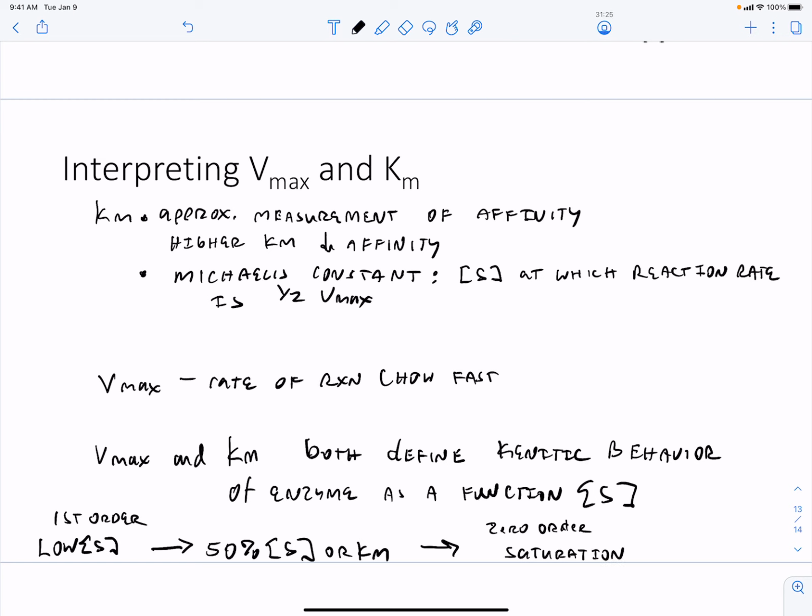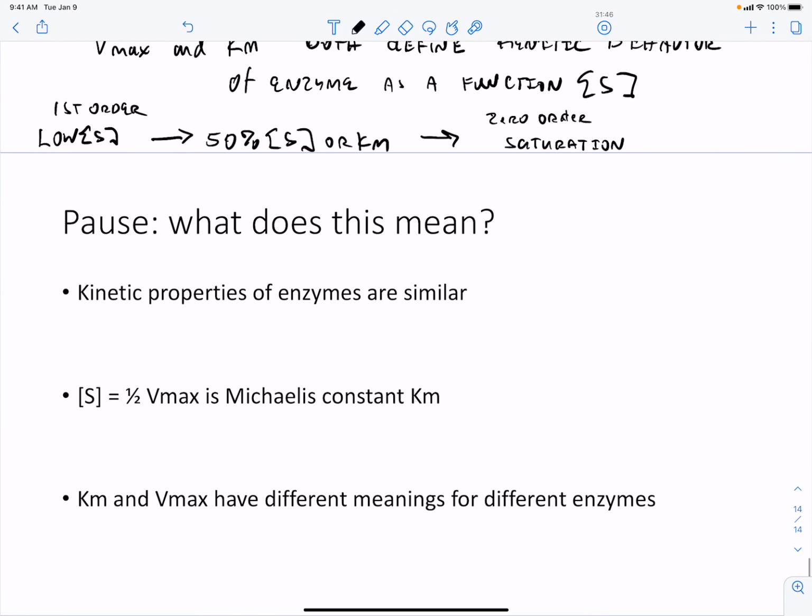So in first order, you're adding more substrate, you're pushing the reaction forward, and then it gets to a point where the substrates are having a hard time finding empty enzymes, and so that leads to zero order, or saturation. So what does all this mean? When we're talking about the rate of reactions, what's important to understand is that the kinetics of enzymes are going to be similar in general. The addition of substrate leads to what we call a steady state, which is in fact the enzyme-substrate transition state.